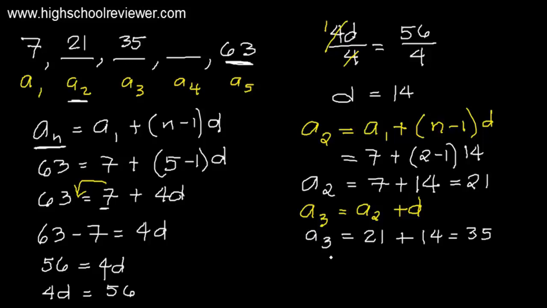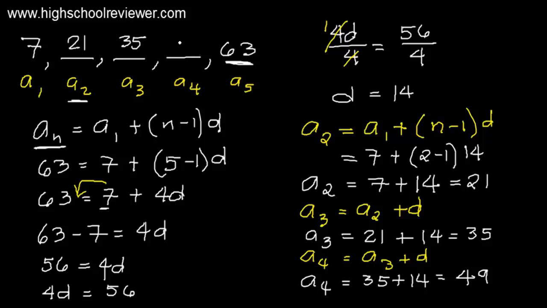And for our a sub 4, we will use the same formula. a sub 4 will be equal to a sub 3 plus d. Our a sub 3 is 35 plus d, which is 14. So a sub 4 here will be equal to positive 49.